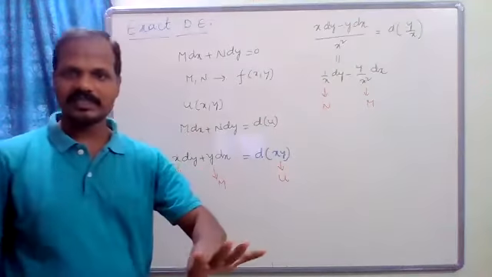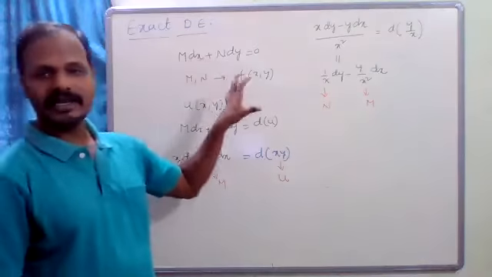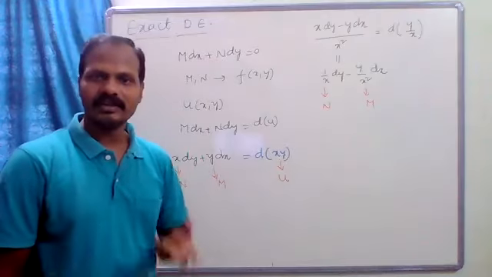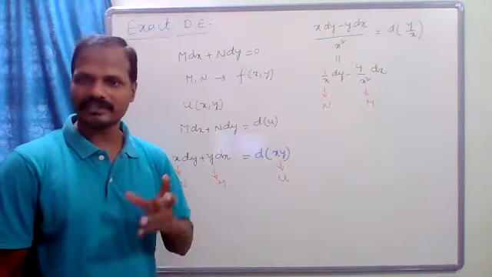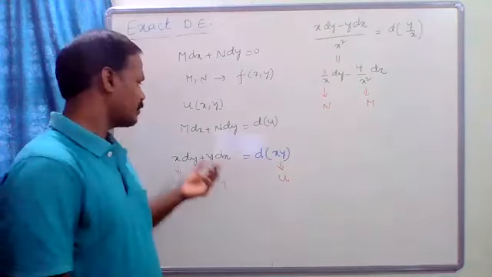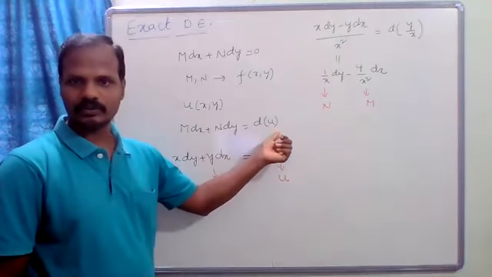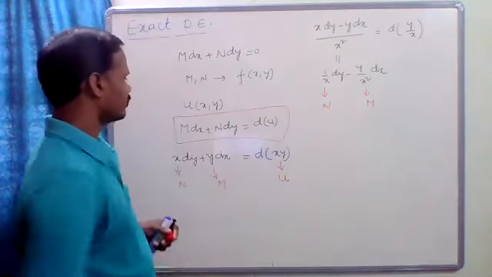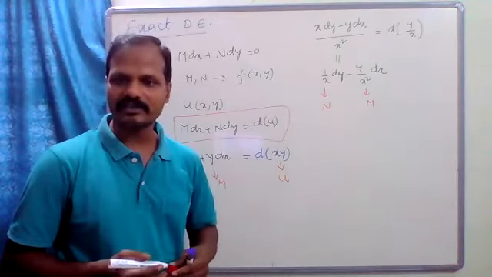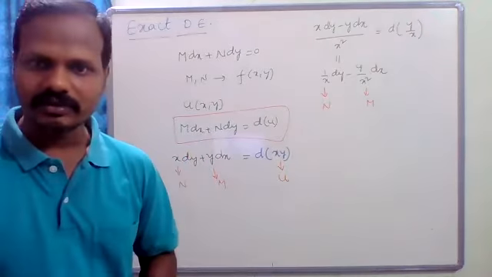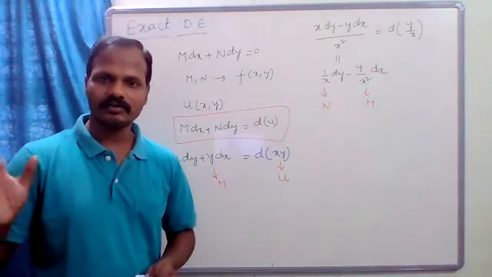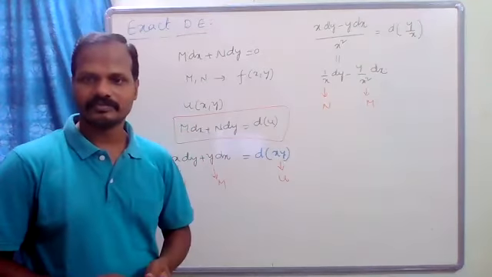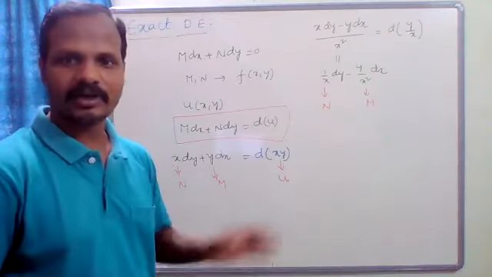Understood? The differential equation of the form M dx plus N dy equal to 0 is said to be an exact differential equation if there exists a function u of x comma y such that M dx plus N dy equal to du. If you are able to write it like this, then this is called an exact differential equation. Any doubt? In the notes I already gave some notations for exact differential terms. You go through those terms. No need to write all these things.